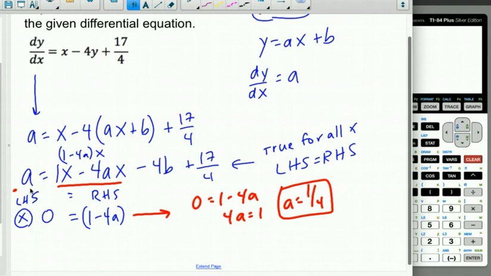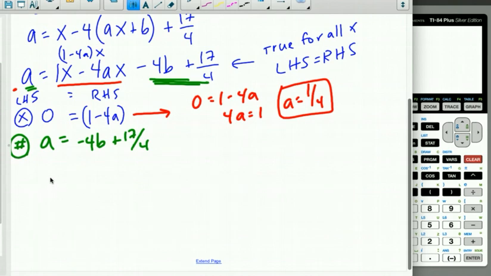Similarly, the numbers on the left-hand side, which are in this case just a, have to equal the numbers on the other side, which are negative 4b plus 17/4. So negative 4b plus 17/4. But since we already know what a is, we can say a is 1/4, and that's a negative 4b plus 17/4.